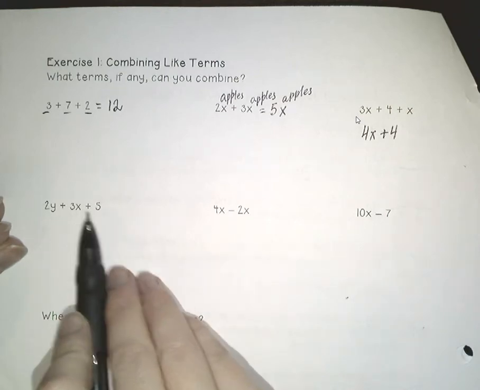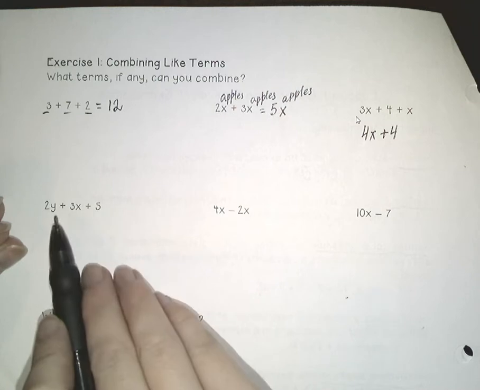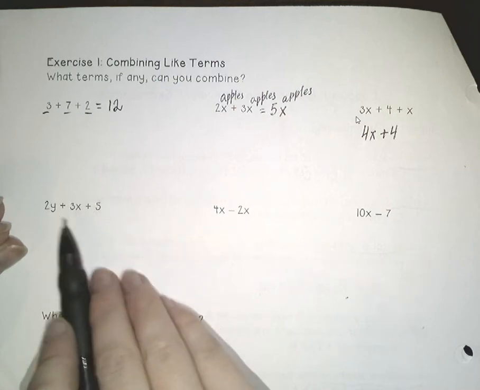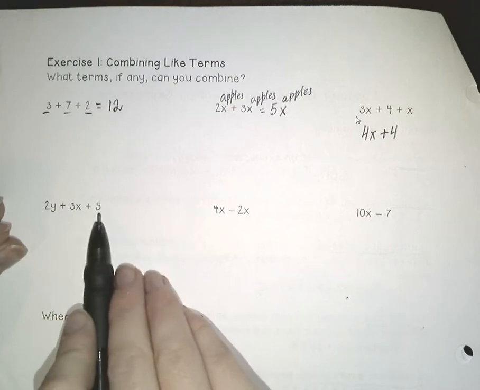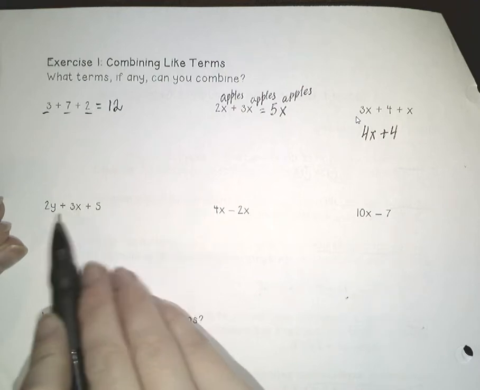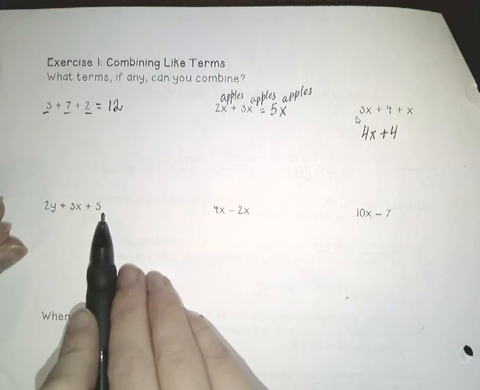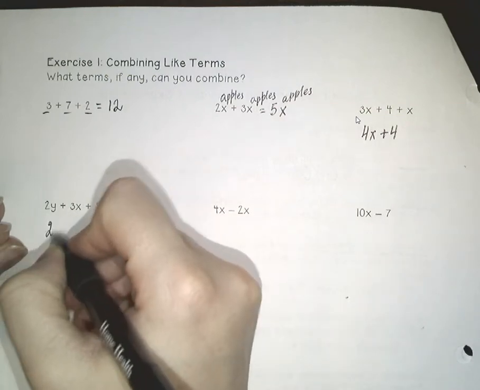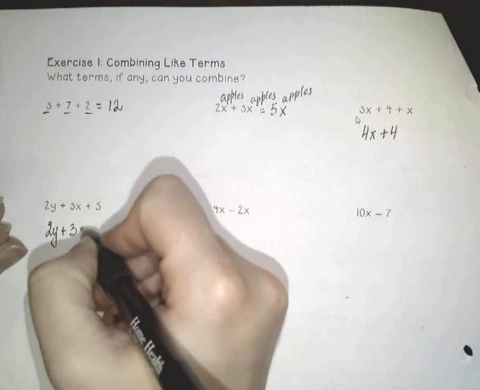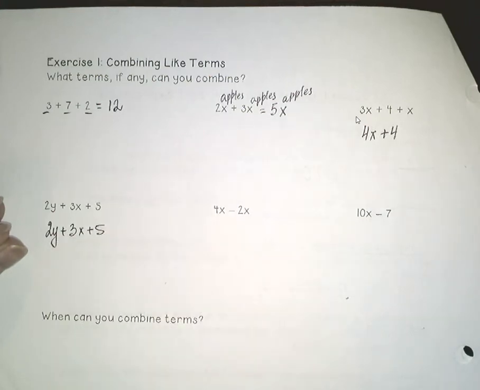2y plus 3x plus 5. These are all different. None of them is a like term to another one. So we have y's, we have x, and we have just a constant 5. We cannot combine them. They are different. It's like pears, apples, and carrots. I cannot combine them and call them all apples. So my answer to this one will be the same: 2y plus 3x plus 5. There is nothing I can do. It's already written in standard form.